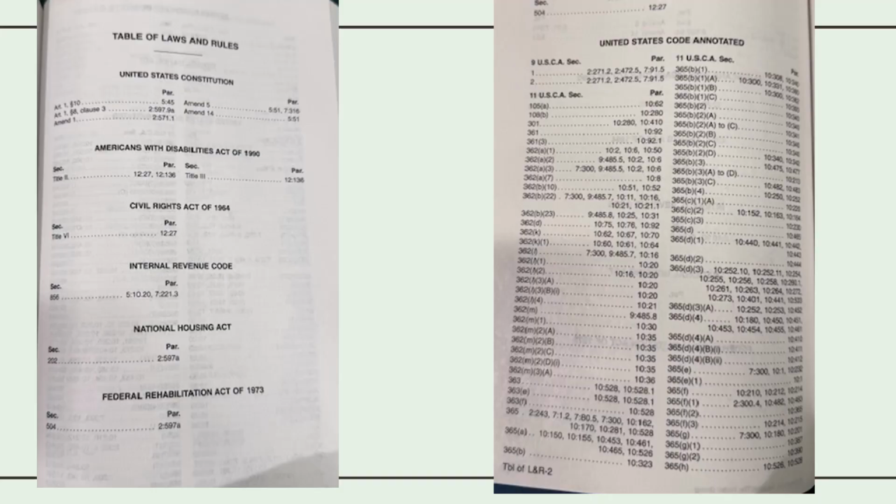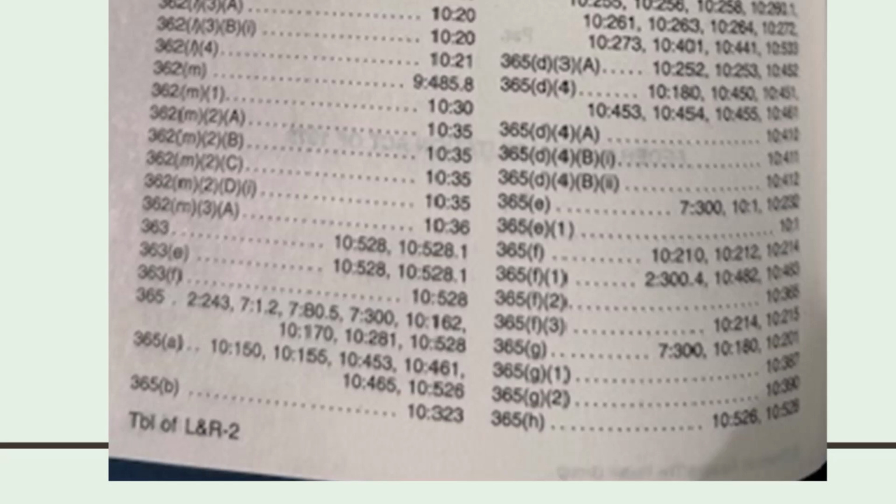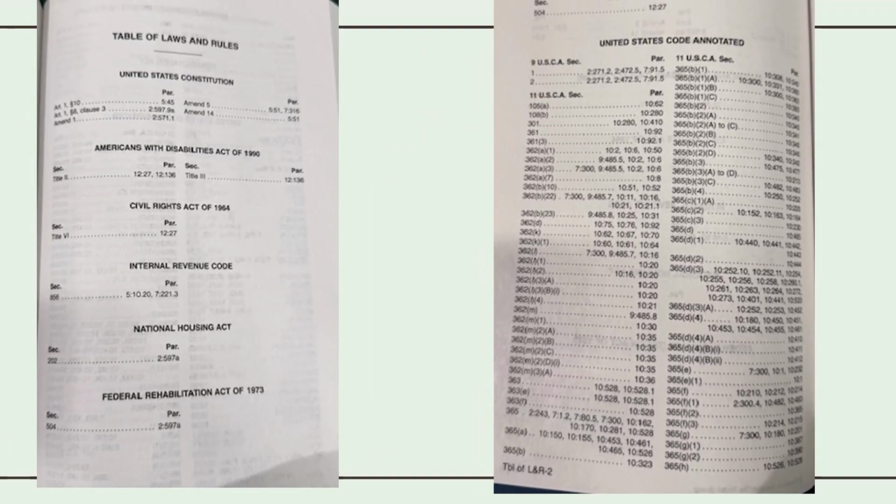Here are a couple of the other tables that are in the back of volume 2. So for example, if I knew this section of a particular federal act, like say the National Housing Act, or if I knew a specific section of the U.S. Code, I could look in that table and it would tell me where it was discussed in the book.